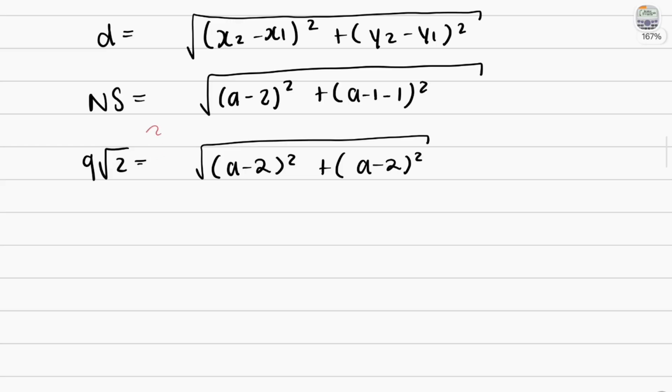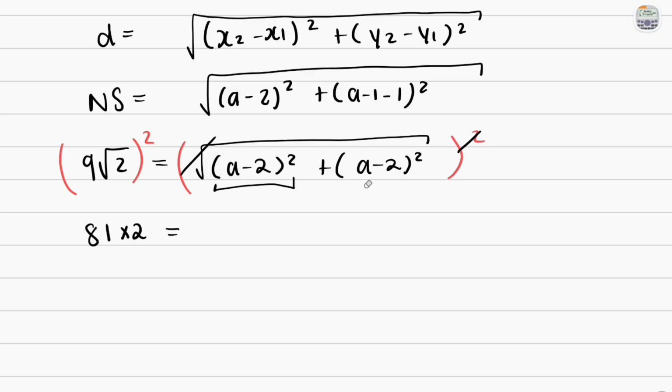Great. We can just square both hand sides to get rid of this root. So square this and square this. And so 9 squared is 81 and square root of 2 squared is 2. So multiply by 2 is equal to, now this radical breaks open. But now do you see that these are the exact same thing? A minus 2 squared plus a minus 2 squared. If you put them together, just like if you had x squared plus x squared, it becomes 2x squared. This is going to become 2, and then whatever repeated, it was a minus 2 squared.